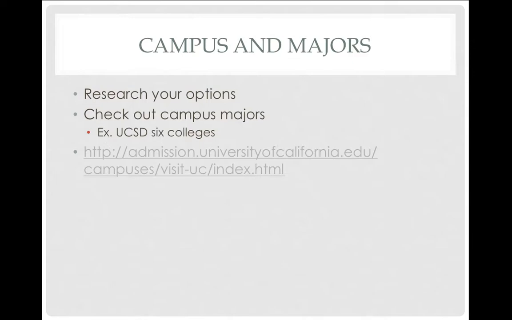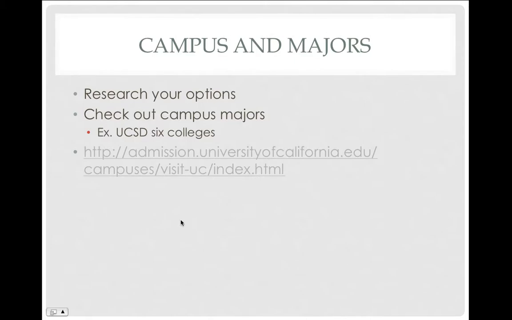For example, within San Diego, they have 6 colleges within the university. So your core general education and your learning communities might be slightly different, and they ask you to rank those 6 colleges in order of preference. So this is research that you should definitely do ahead of time.